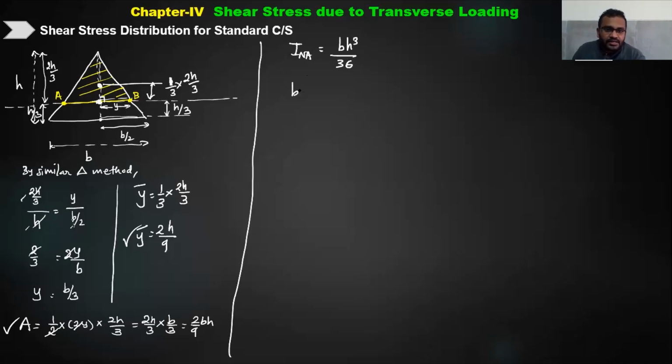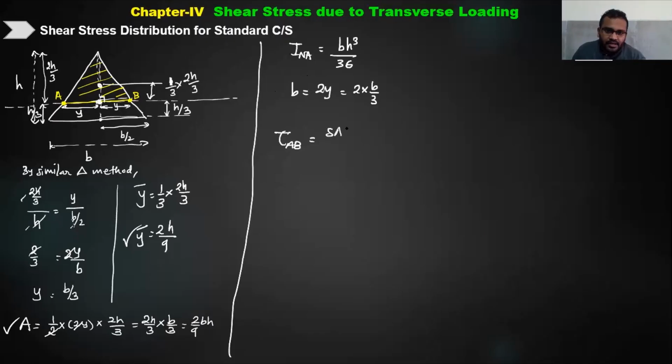And what is the width of this layer AB? The width of layer AB is 2 times y. Look, lower AB is y, so here also it will be y, so it is 2 times y, and the value of y is b/3, so it is 2b/3. Okay, yes.